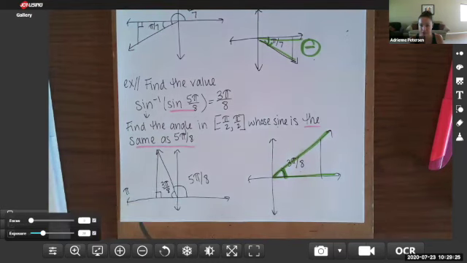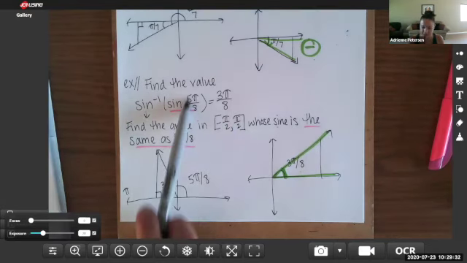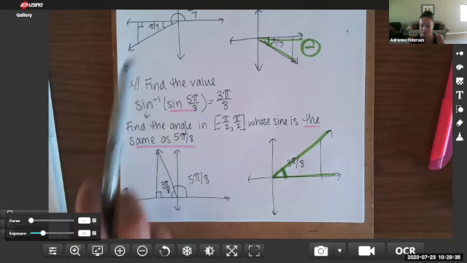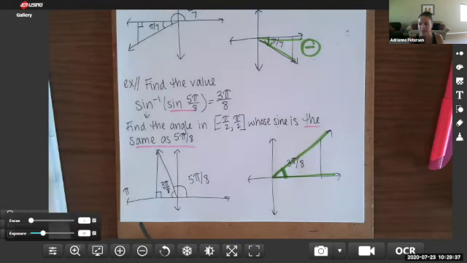Now you might start to notice some patterns. I have students every semester that tell me, oh, if we're in the second quadrant, then my answer is just pi minus this. If we're in the fourth quadrant, then my answer is pi plus this. Okay, you might see some patterns emerge.